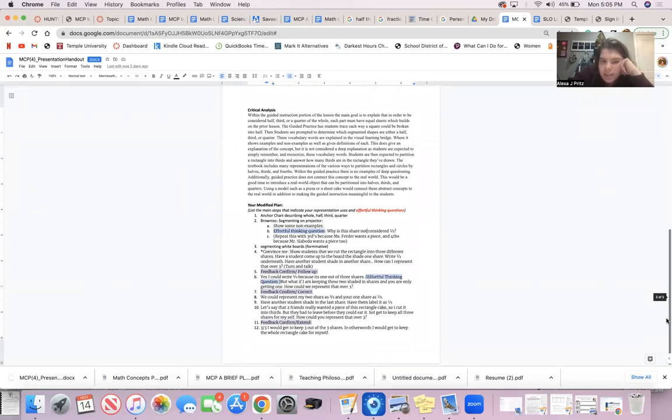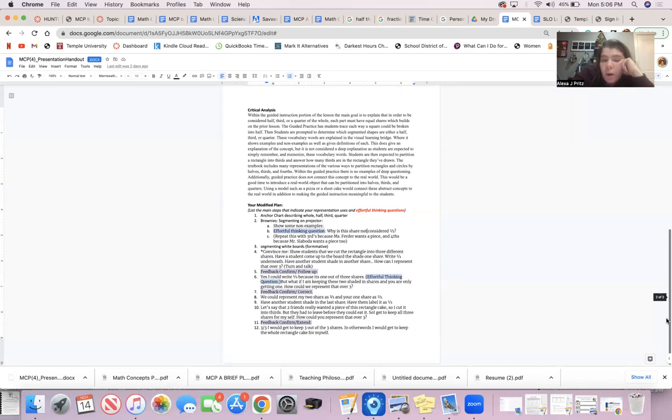For the convince me, I said, show students that we can cut the rectangle into 3 different shares and have the students come up to the board to shade in one share, write 1/3 underneath, have another student shade in another share. How can I represent that over 3? Turn and talk. My feedback, I would confirm and ask a follow-up question. So yeah, we could write 1/3 because it's 1 out of the 3 shares.